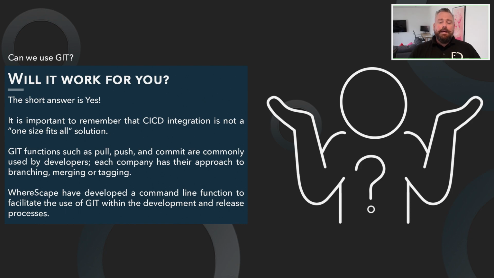WhereScape have developed a command line function that can be used to integrate the export and import of code from the WhereScape repository into a Git repository. This command line function is used to help integrate or build workflows or pipelines around your Git repository and your WhereScape repositories in order to build out your fully fledged CI/CD processes. So now we're going to walk through a few scenarios and a few various options of how to configure WhereScape with a Git repository.